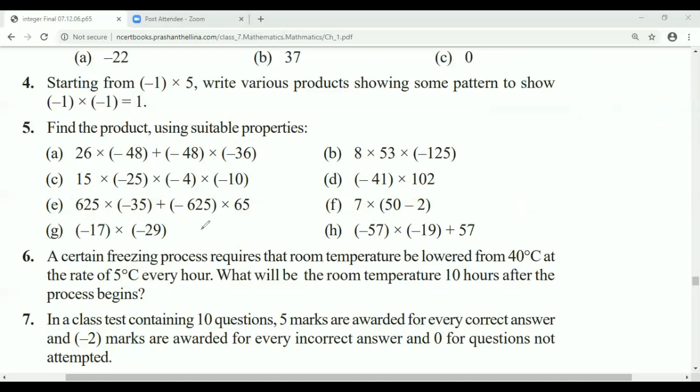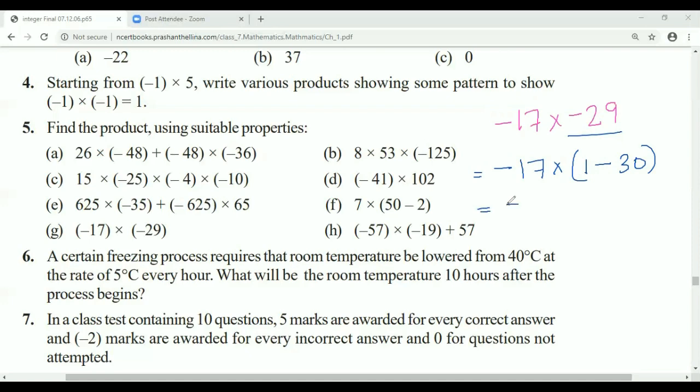Next is question G. Negative 17 into negative 29. Here also you can use the distributive property, so that you can rewrite a number by splitting it. So this negative 29, you can think how to rewrite this number as a sum or difference of two simple numbers. So this negative 29 can be written as 1 minus 30. Okay, 1 minus 30 is negative 29.